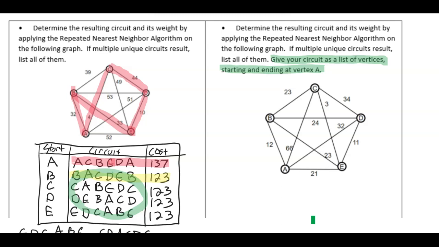Okay, so go ahead and pause the video and see if you can find the answer for the repeated nearest neighbor algorithm on the right. You should have either A, B, C, E, D, A, or the reverse, A, D, E, C, B, A, with the minimum cost of 81. All right, I hope this helps.